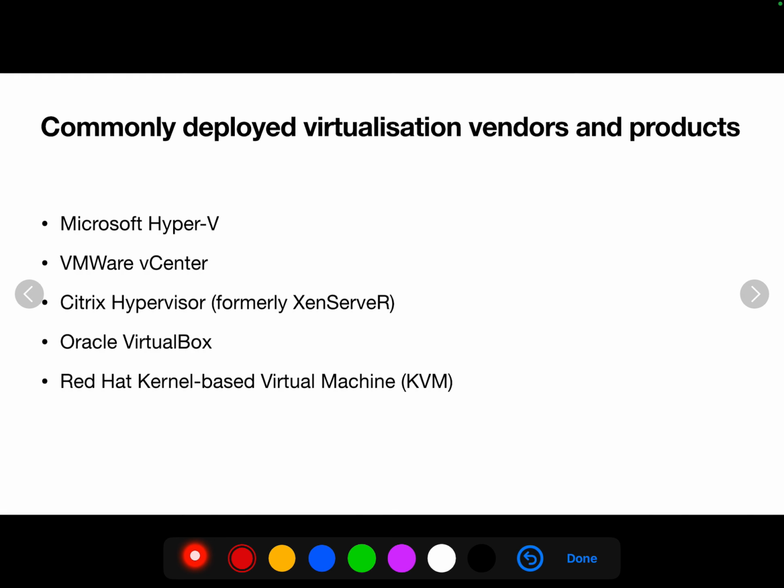Now, let's look at some commonly deployed virtualization vendors and products. Microsoft Hyper-V is very, very common; it's Microsoft's virtualization solution. Then you have VMware vCenter, Citrix Hypervisor, formerly XEN Server, Oracle VirtualBox, and Red Hat kernel-based virtual machine, KVM. Those are 5 of the commonly deployed virtualization products.